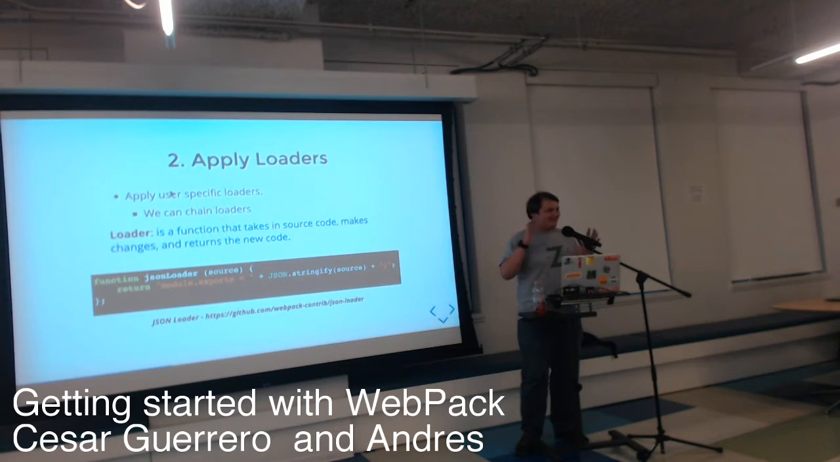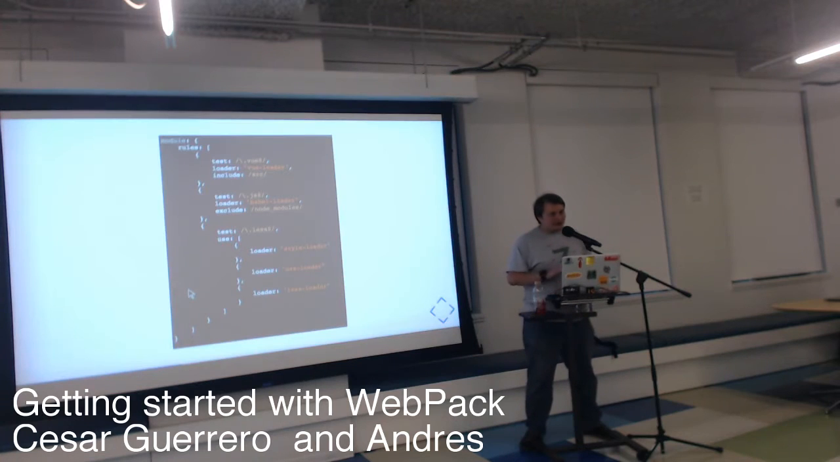A loader is just a function that takes the source code, makes some changes, and returns the new code. They are really, really easy. So for example, I have here the JSON loader. It's just a function that takes some code, that is the source code, and then returns a string that is just module.exports with the JSON.stringify of that source. And that's it. That is all the JSON loader that you are using over there. Really easy.